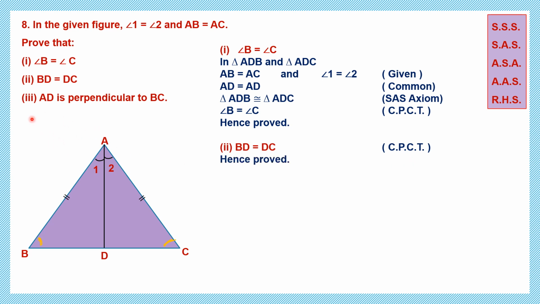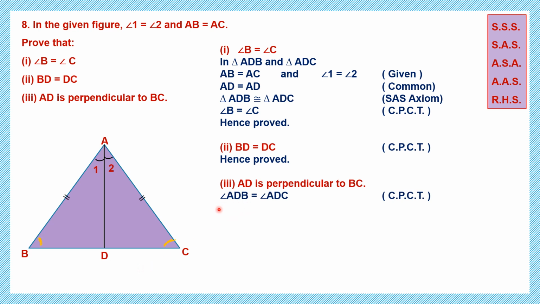Now next we have to show that AD is perpendicular to BC. What are perpendicular lines? Perpendicular lines are straight lines which cut another line at right angles. That means if this line AD is cutting BC at right angles, then we can say that it is perpendicular to BC. So we have to prove that.